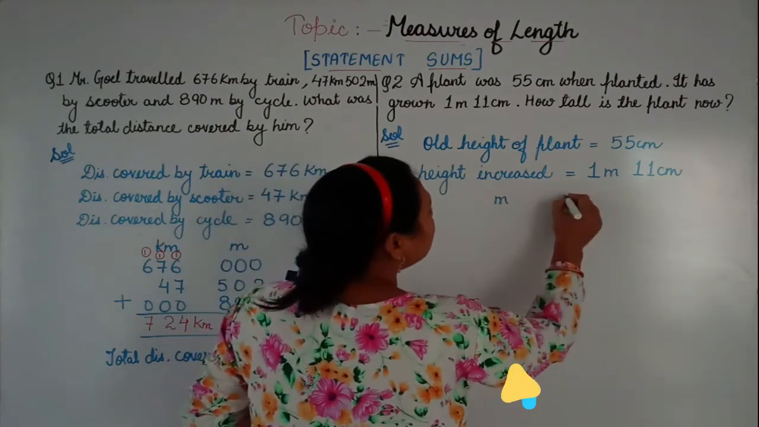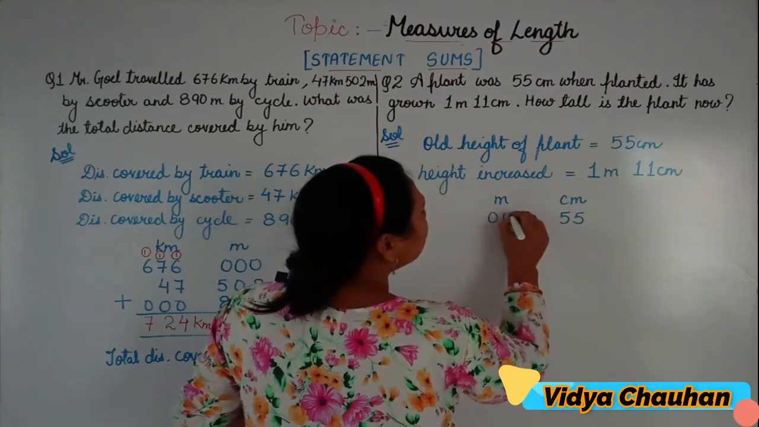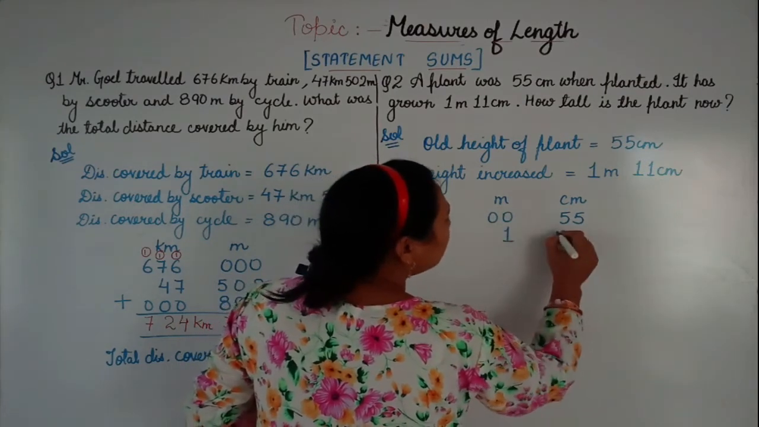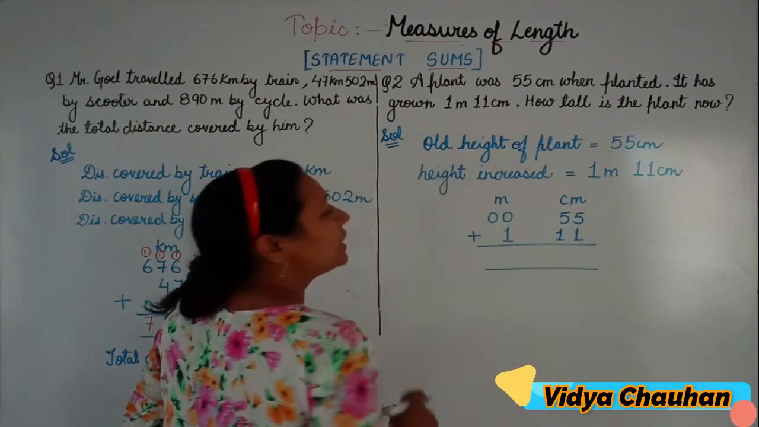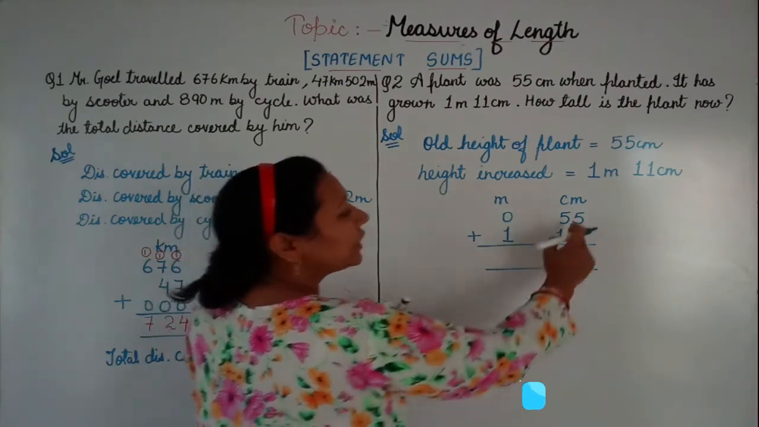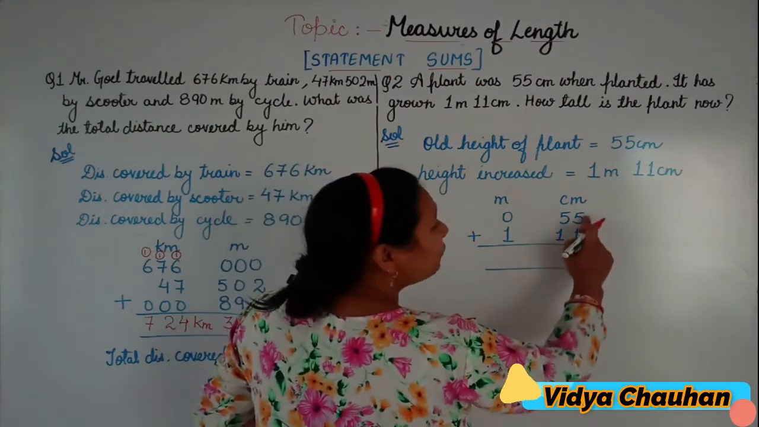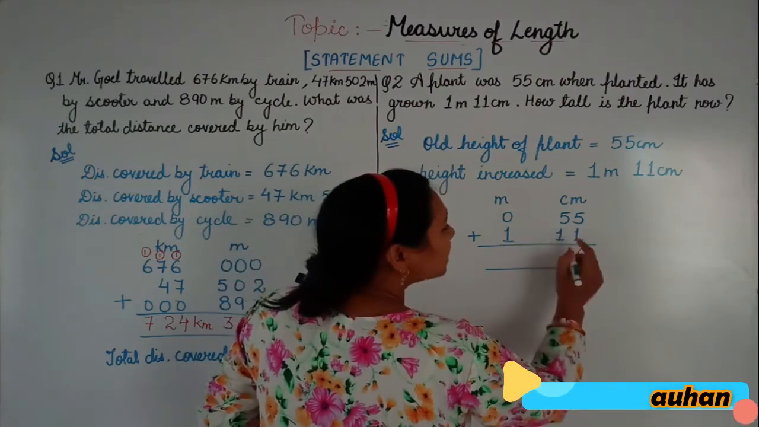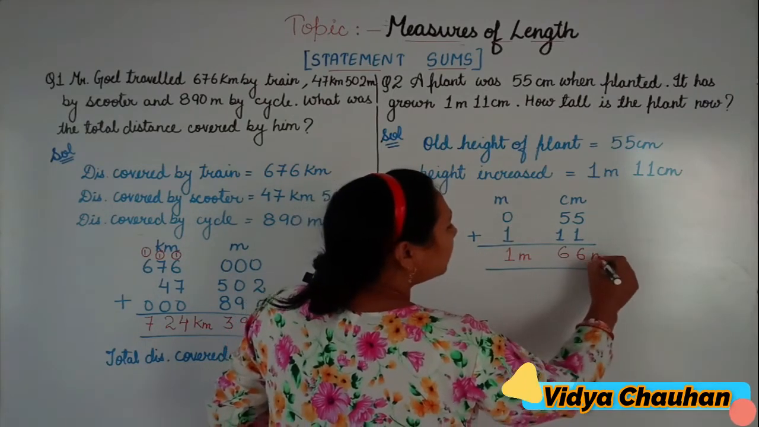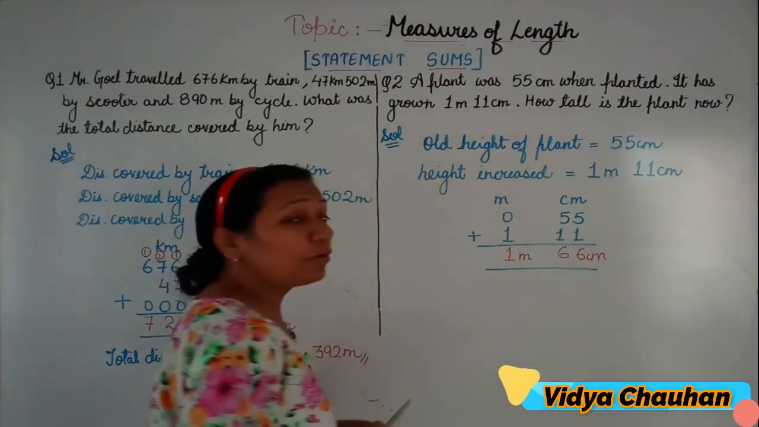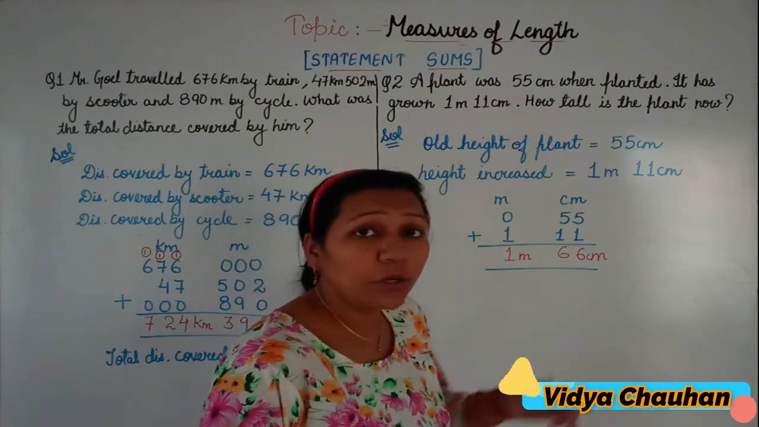So let's add meter, centimeter. It was 55 centimeter only, so 0 meters. Then 1 meter and 11 centimeter. As you can see, I have arranged the value in its column form. Okay children, now let's add. 5 plus 1, 6, 5 plus 1, 6, 0 plus 1, 1. So what is the height of the plant now? The plant is 1 meter and 66 centimeter tall.